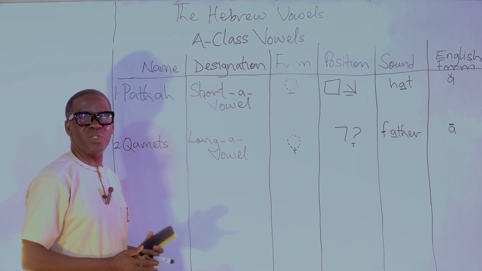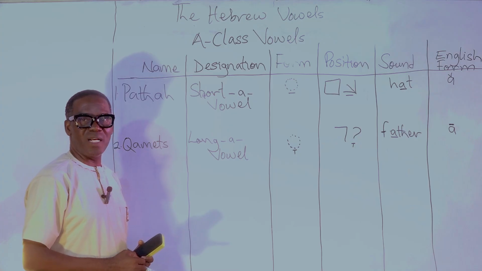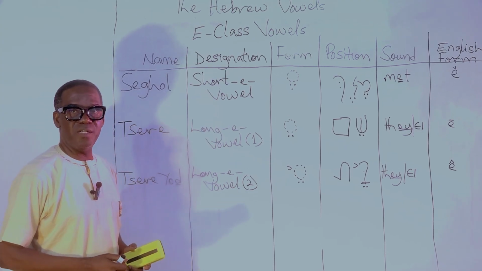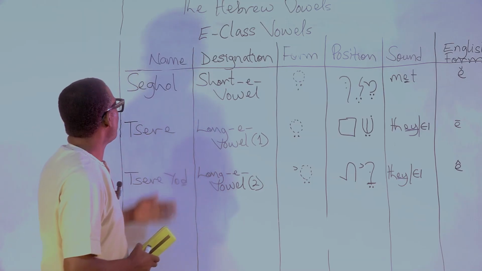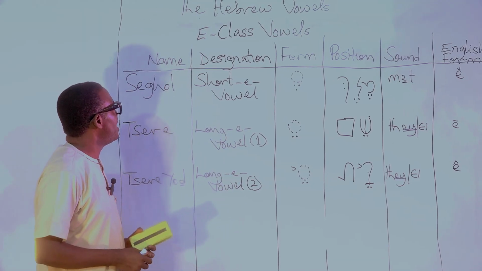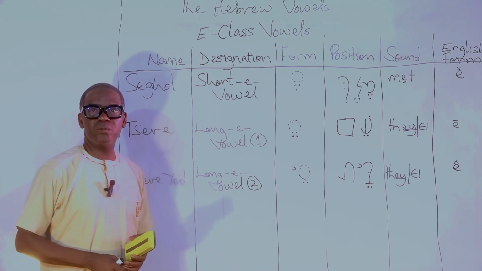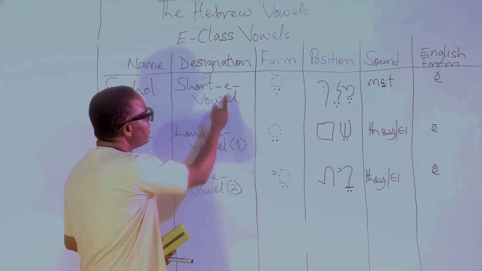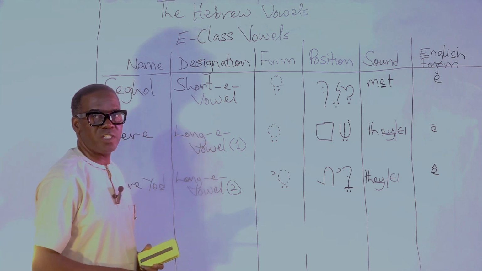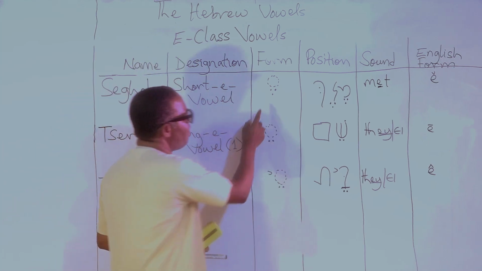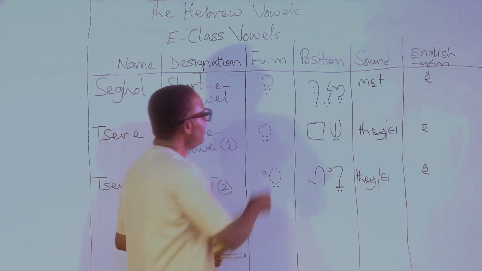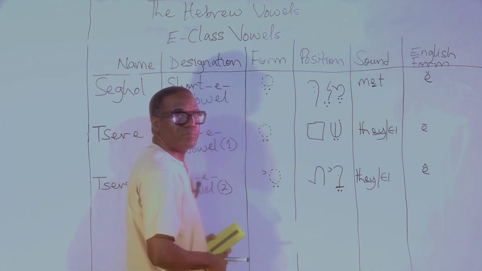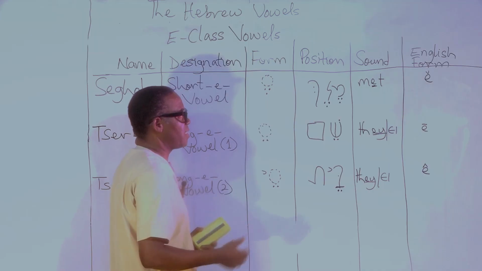Now we will go to the E vowel. Now we come to the E class vowels. The first one in the E class vowel is segol. Segol is the short E vowel. This is the form. Take note of that. You need to memorize it.